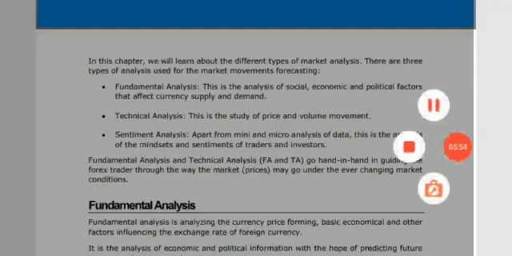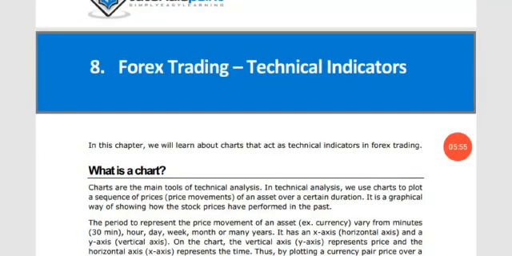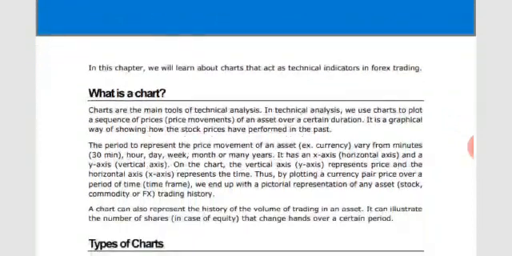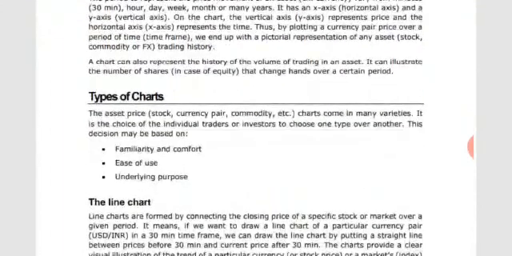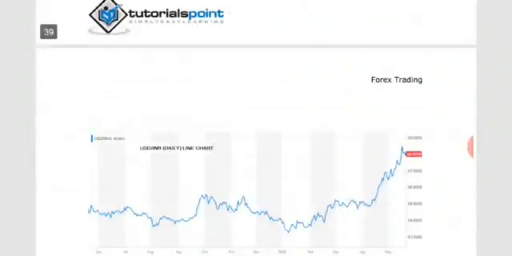Okay, the next topic we'll be moving on to is types of chart. One type of chart in the forex market, we get in technical indicators, like I earlier explained. So in technical indicators, that's where we have the charts. So the definition is on the screen here. We have the type of chart, the familiarity and comfort, the ease of use, and the underlying purpose.